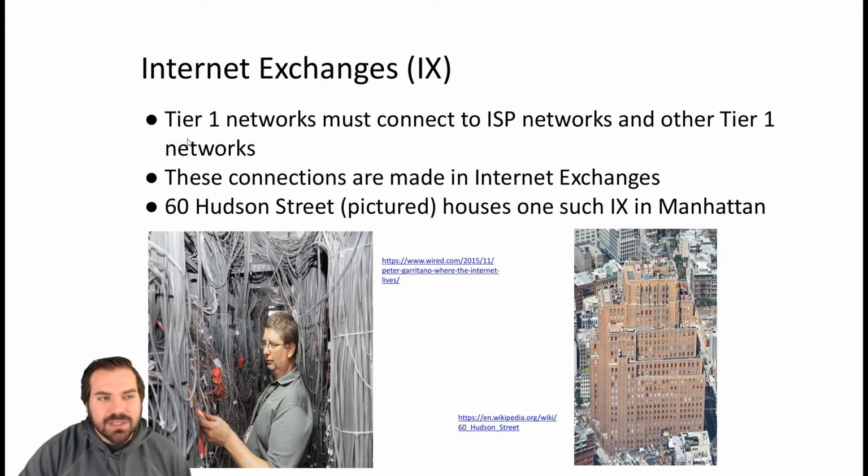So these tier 1s, if they're peering with each other, they have to be plugged in together. The ISPs paying for the tier 1 access have to be plugged into each other. And you can imagine just how much of a mess this is to manage all the cables and physically plug in two massive networks.